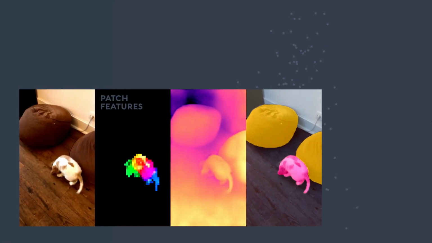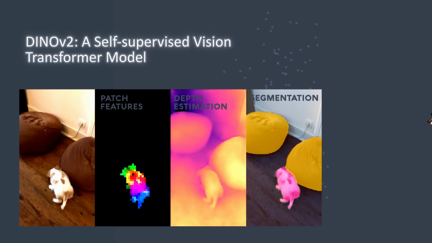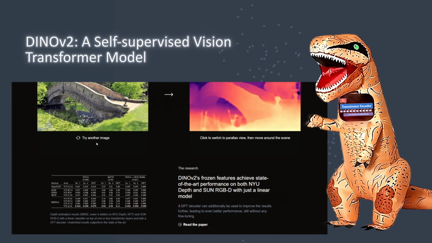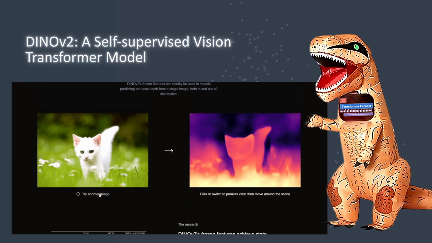DINOv2, which you've probably heard about, is a self-supervised model created by Meta. It's a very powerful model. It's winning a lot of benchmark competitions. It does depth estimation and image segmentation based off of these latent space representations that are self-learned.